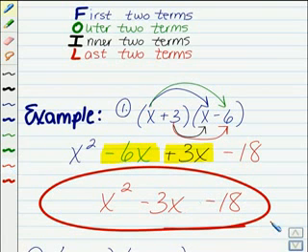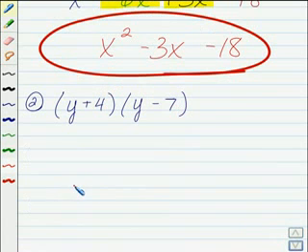Taking a look at one last example here, I want you to work through it. Work through this using the FOIL method. First, outer, inner, last. When you've gotten your answer, click Continue at the bottom of the screen.